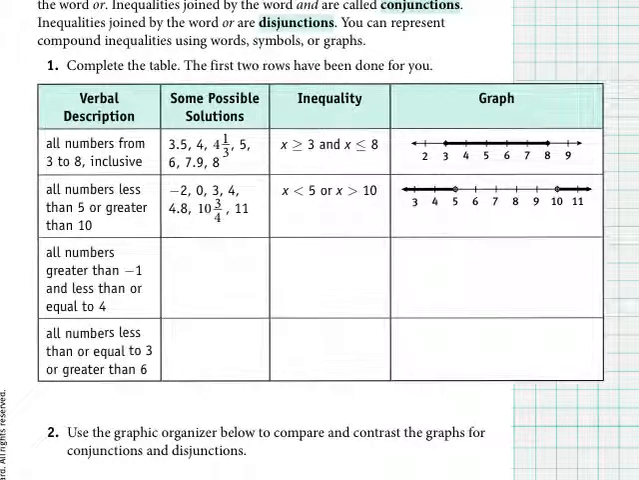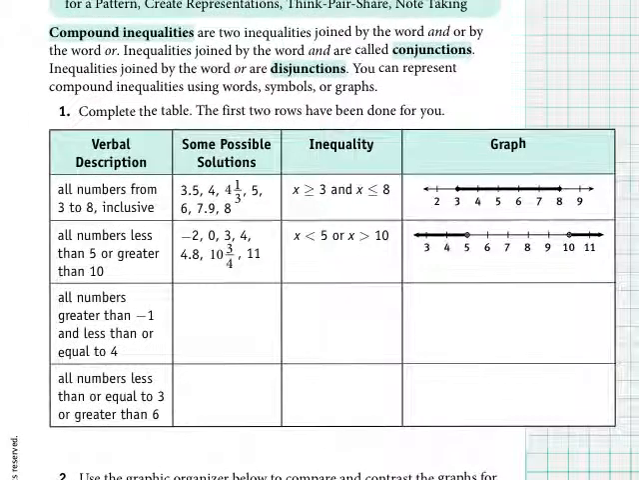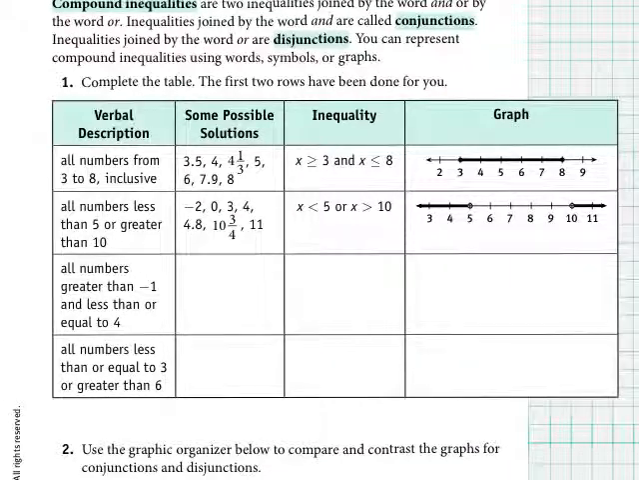Okay, so today we're going to look at compound inequalities. So basically what we're doing is we're taking two of the simple inequalities that we worked with before and combining them together to make one big inequality that's either joined with the word and or the word or. An and is called a conjunction and an or is called a disjunction.